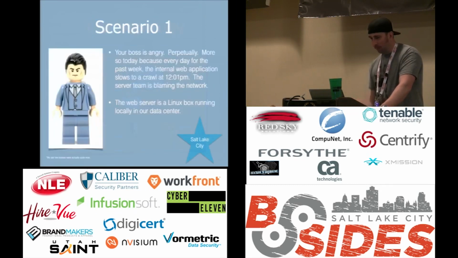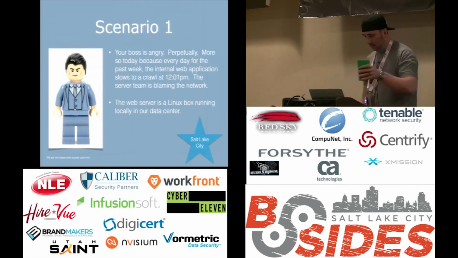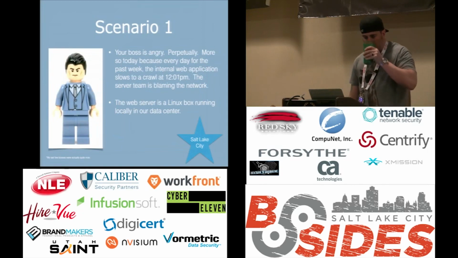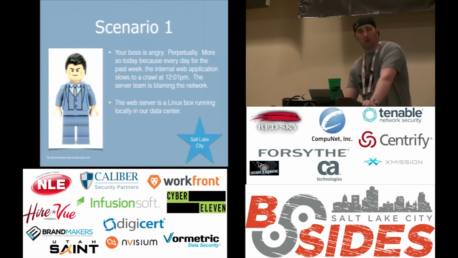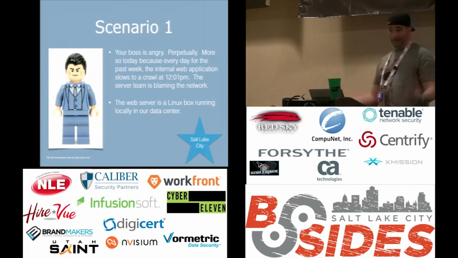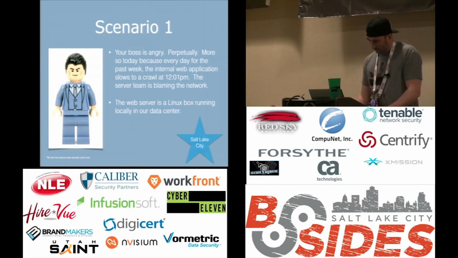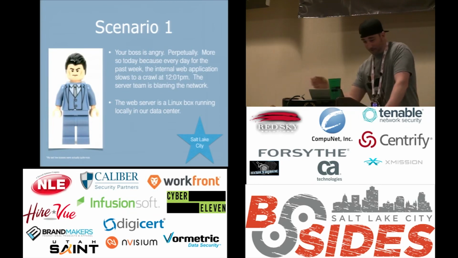So, first scenario, the boss is angry. What else is new, right? Today he's angry because the internal web application slows to a crawl every day at 12:01 p.m. The server team is blaming the network. That's never happened, right? Server team has never gone, I don't know, it's got to be the network. Server's fine. Task manager says it's great. I don't know what your problem is.